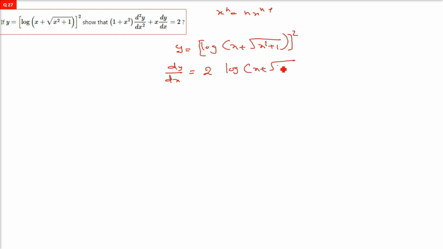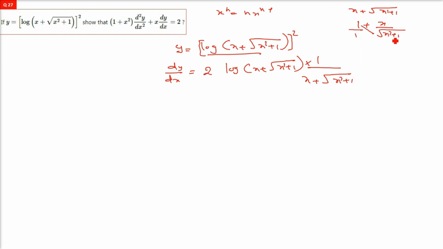So we have n x to the power n minus 1, that is 2 log x plus under root x square plus 1, to the power 2 minus 1, that is the same thing, log x plus under root x square plus 1. Now the derivative of log is 1 by that thing, that is 1 by x plus under root x square plus 1. Differentiation of x plus under root x square plus 1: x gives 1 only, and differentiation of under root x square plus 1 we have already done multiple times, it is x by under root x square plus 1.